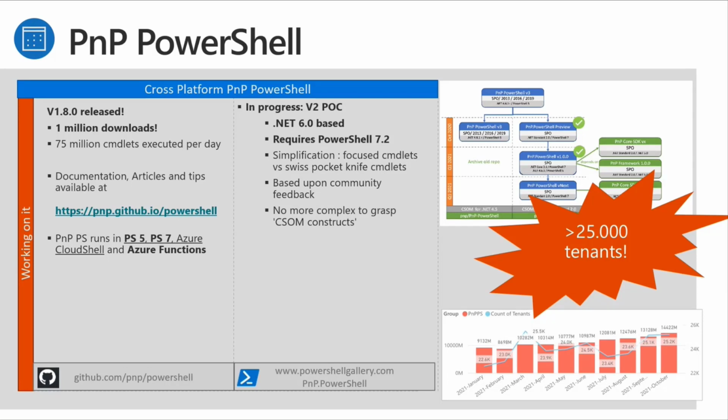Now the team is heavily focused on working on the V2 of PowerShell. So V2 PowerShell will be .NET 6 only. It will require PowerShell 7.2. So again, latest, greatest. And there is a shift in thinking.